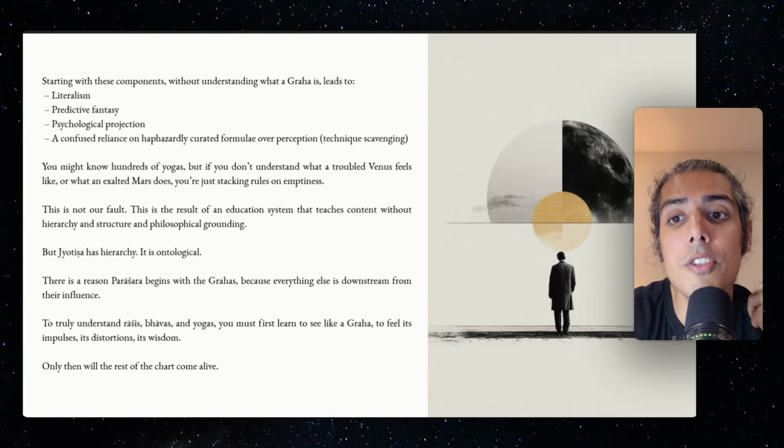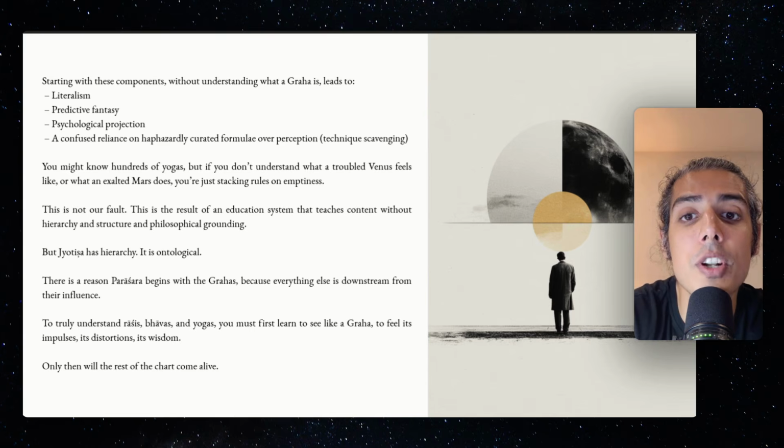So you might know hundreds of yogas, but if you don't understand what a troubled Venus feels like or what an exalted Mars does, you're just stacking rules on emptiness. This is not our fault. This is the result of an education system that teaches content without hierarchy and structure and philosophical grounding. But Jyotish has hierarchy. It has a system, it has a structure. Things come before and after each other. It is ontological. There is a reason Parashara Rishi begins with Grahas, because everything else is downstream from their influence.